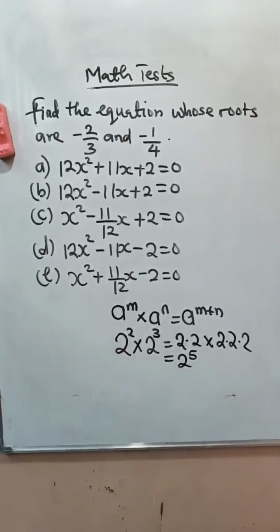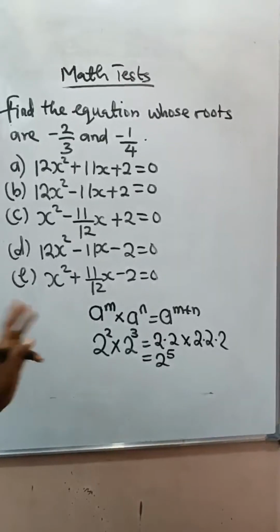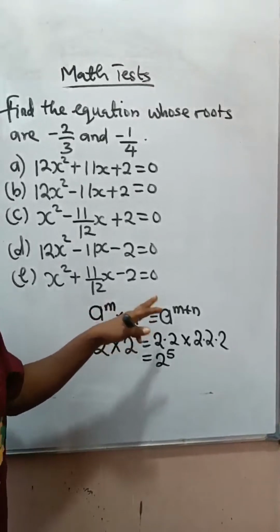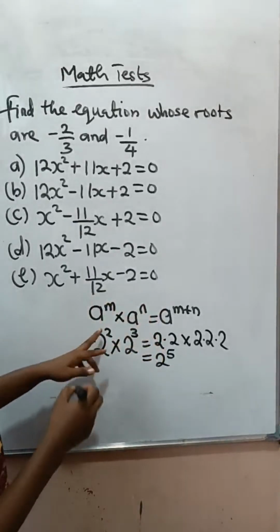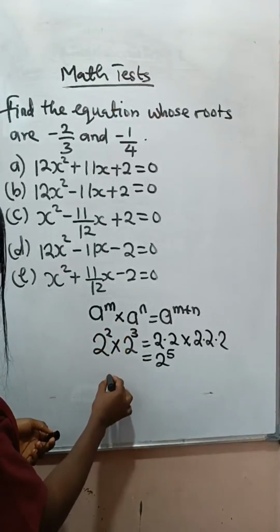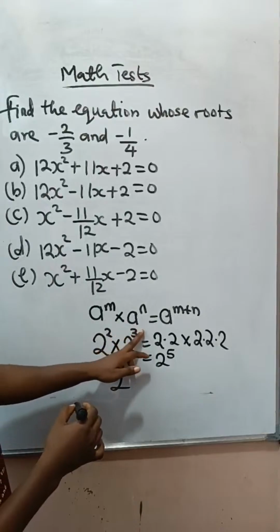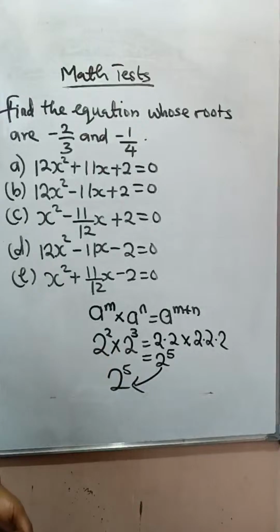Now, this law is saying you don't need to stress yourself at all. What you need to do is simple. Just pick one base. In this case, we are going to pick one of the bases, which is 2. You add the powers, 2 plus 3, which will still give you 5. So both of them will give you the same thing. That is what the first law of indices is talking about. I believe this has explained it to you very well.